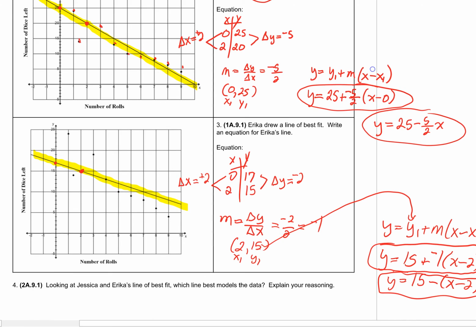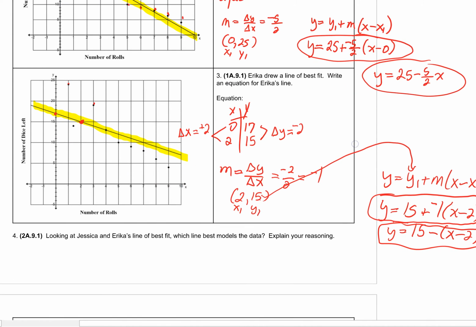By way of comparison, when you look at Erica's line right here, you can see that there are 2 points above, but quite a few below. It looks like we've got 1, 2, 3, 4, 5, 6. So whose line best models the data?